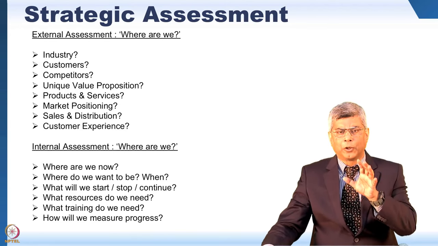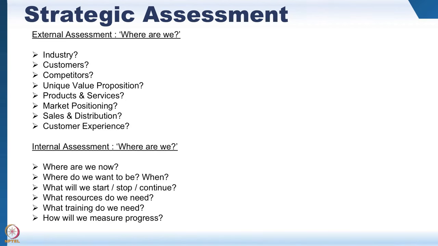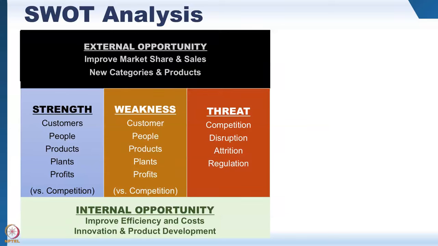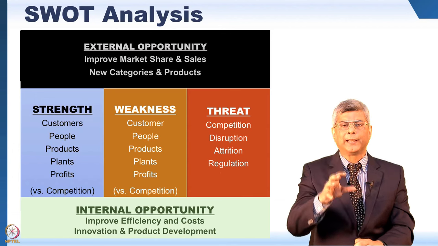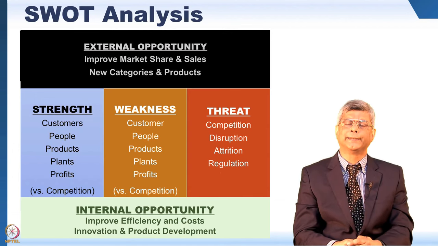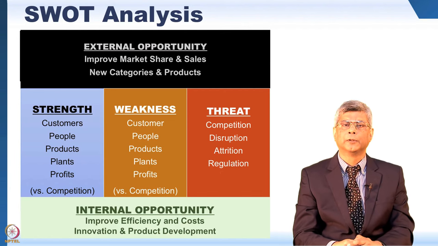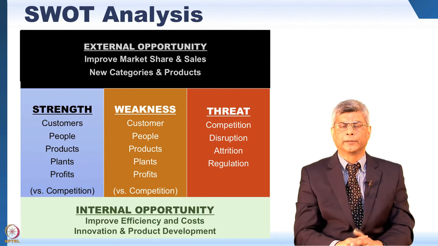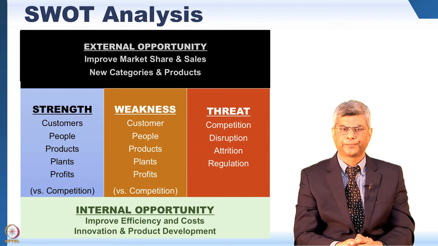Once you've gathered all the data, internal and external, which is the strategic assessment part, you then have to analyze the data. And there are many ways to analyze. One of the commonest ways, which became popular in the 60s and 70s and came out of Stanford University in the US, was the SWOT analysis. SWOT is strengths, weaknesses, opportunities, and threats.